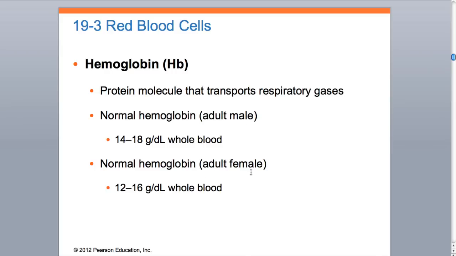And if you know anything about the female reproductive system, every month, menstruation is going to cause some blood loss. And that is why the female has a lower value than the male for all the numbers I have said so far. So on average, we have 16 grams per deciliter of hemoglobin. Okay, next slide.